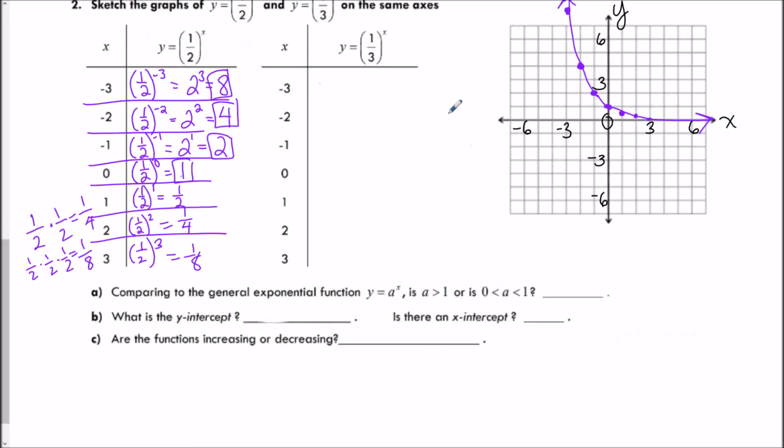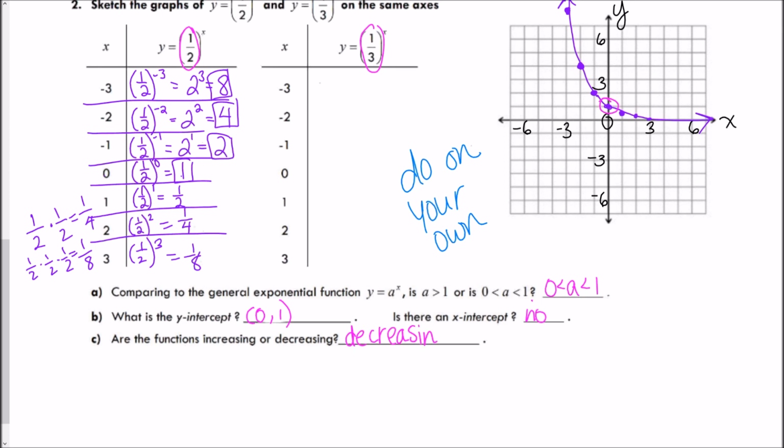Okay? This one right here, I would like you to do on your own and have me check it before you work on your problem set to make sure you're good to go. Okay? So for this right here, is the a value bigger than 1 or between 0 and 1? It's between 0 and 1. The y-intercept is still (0, 1). There is no x-intercept, and this time our function is decreasing.